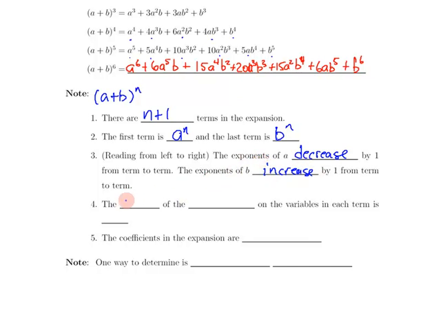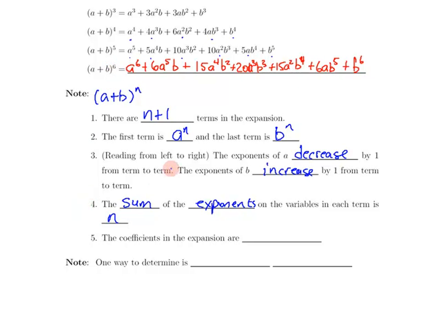Now the sum of the exponents in each term is what? Here there's only a 6, so it's 6. This is 5 plus 1, you get 6. 4 plus 2 is 6. 3 plus 3 is 6. 2 plus 4 is 6. Wow, it's always 6. So it's always n. 6 happened to be the power I was raising it to.